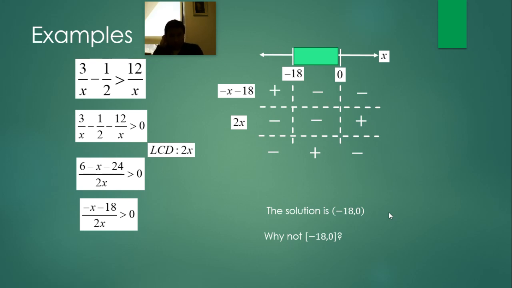Now, why can't we make use of brackets on negative 18 and 0? Again, to start with, we do not have an "or equal to" involved in this inequality, so we cannot use brackets right there. And more importantly, 0 makes the denominator 0, so we really cannot include 0 in the solution set. So that's the first example.